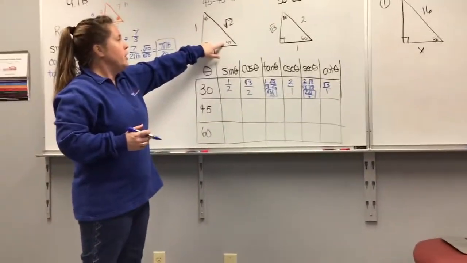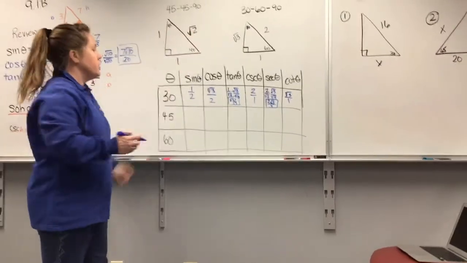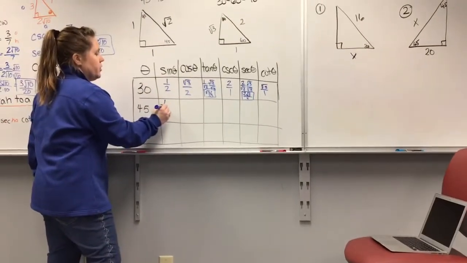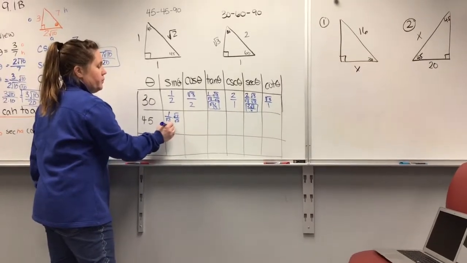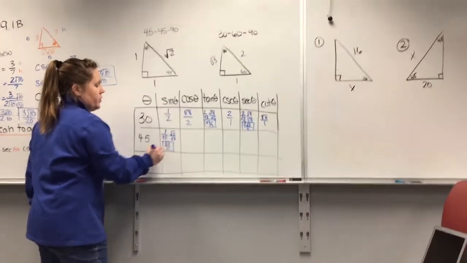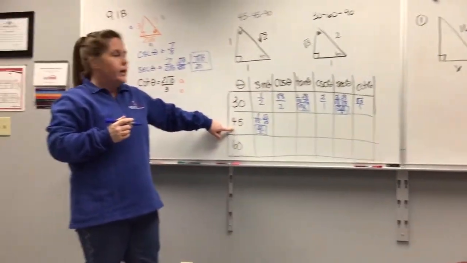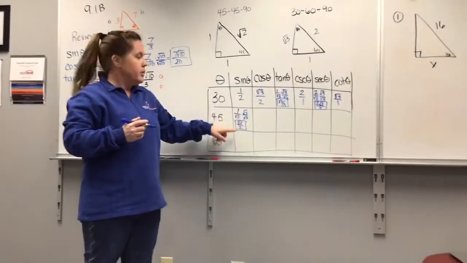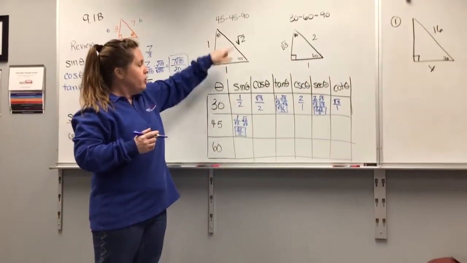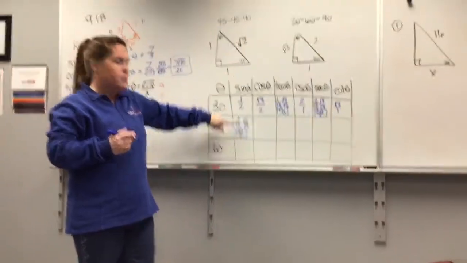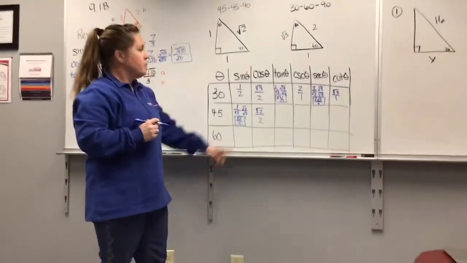So 45 degree sine is opposite over hypotenuse. So 1 over the square root of 2. We multiply it by square root of 2 over square root of 2, which gives me the square root of 2 over 2. Now, funny thing for a 45 degree angle, the sine and the cosine are exactly the same, because if I take adjacent over hypotenuse, I get 1 over square root of 2, which is exactly the same thing. So I know this is going to be square root of 2 over 2.